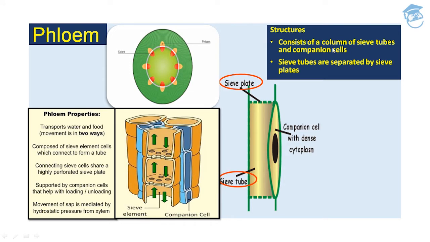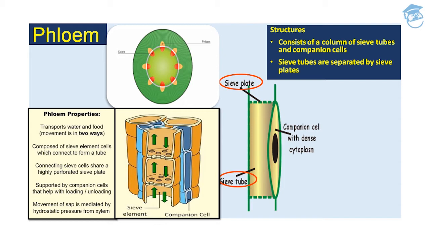It consists of a column of a sieve tube and companion cell. So this is sieve tube and this is companion cell, which is in close association with this sieve tube. This companion cell has dense cytoplasm and a prominent nucleus. So this is the nucleus of a companion cell, which is closely associated with sieve tube. And this is the sieve plate, which has perforations in it that allow movement of sugar molecules or sucrose from source to the sink.